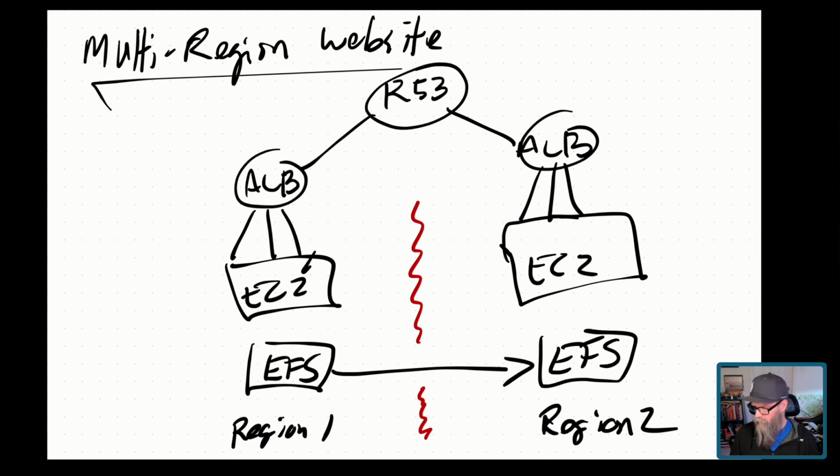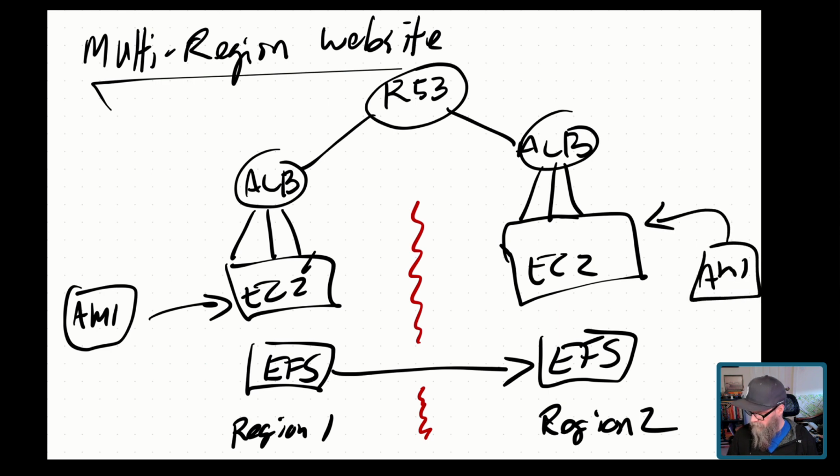So this is what we're going to build out, and then we'll have a machine image, right? That's the source for that. And because machine images are also regional, we'll have a machine image in our second region that we can use for the source of the EC2 instances in, in this case, region number 2. This is what I'm planning on doing.